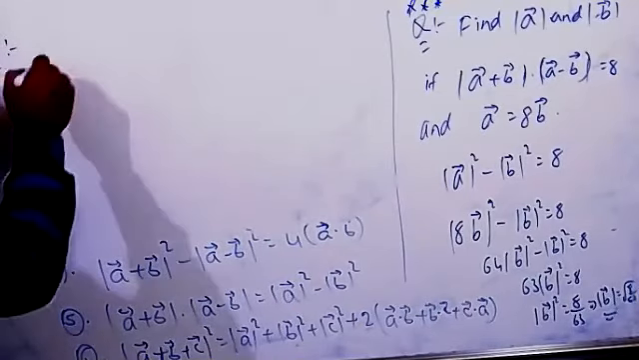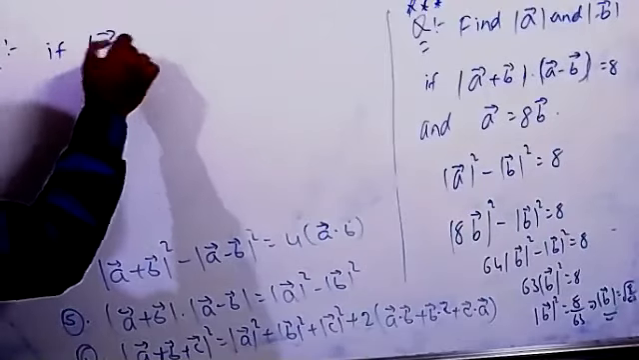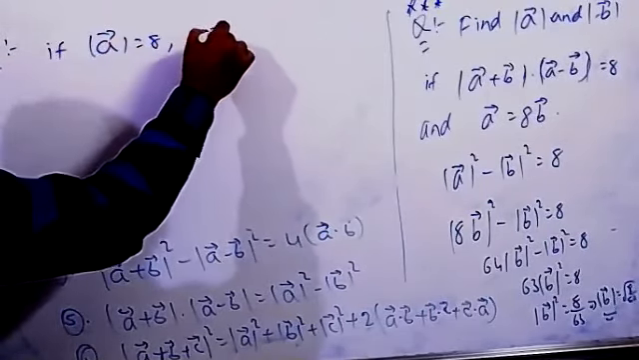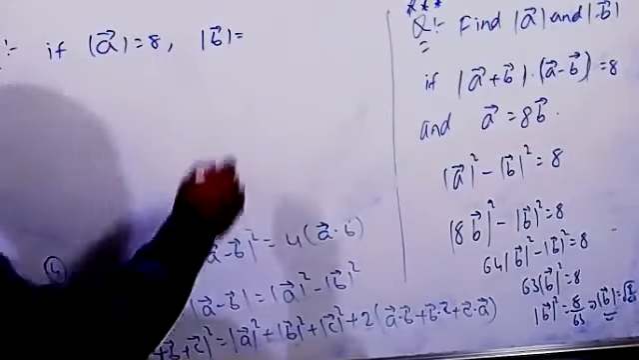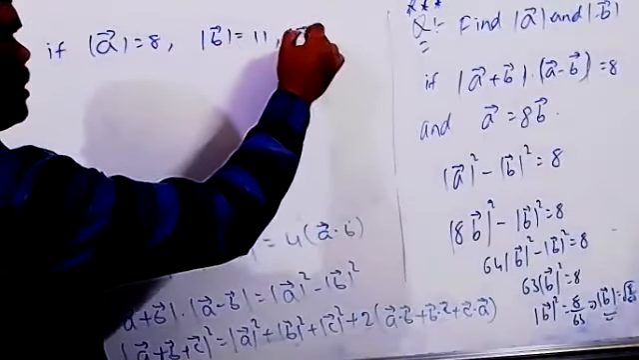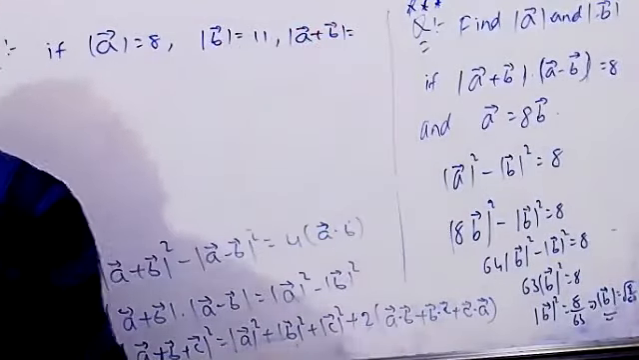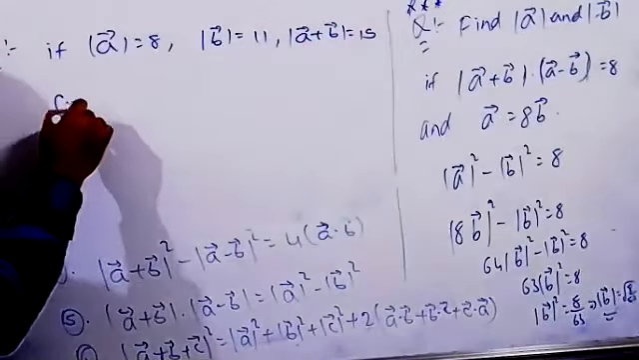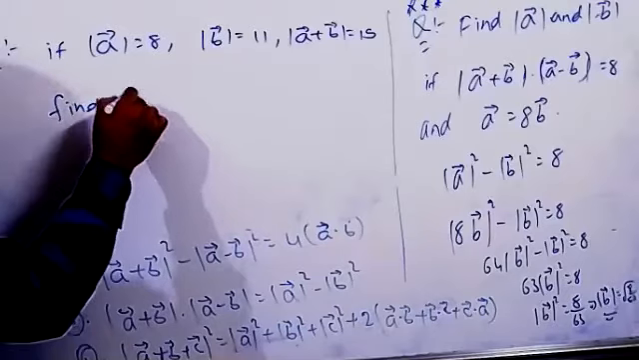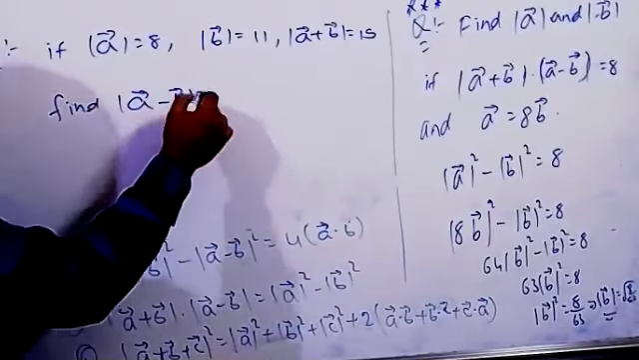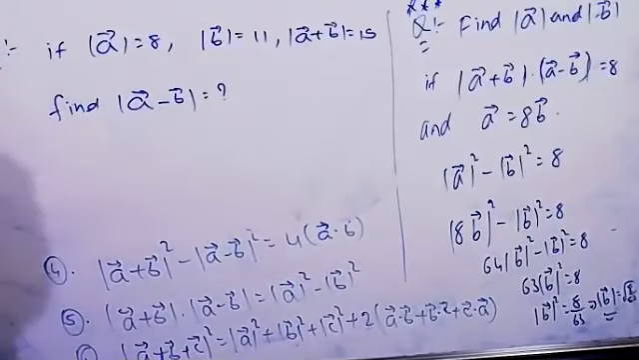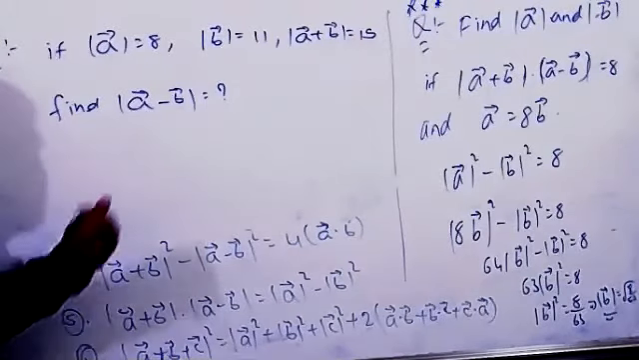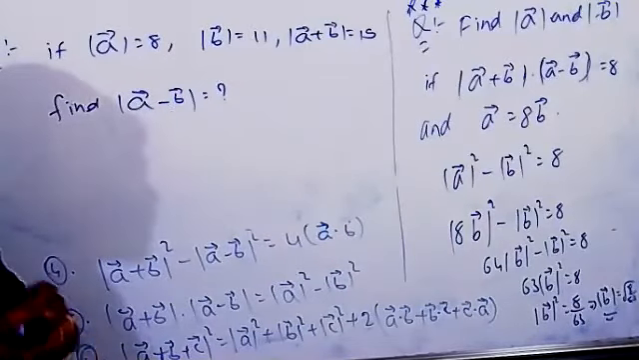Next one. If the magnitude of A is equal to 8, the magnitude of B is equal to 11, and the magnitude of A plus B is equal to 15, find the value of the magnitude of A minus B. This is the problem. Only A minus B is required now, but don't get any confusion.